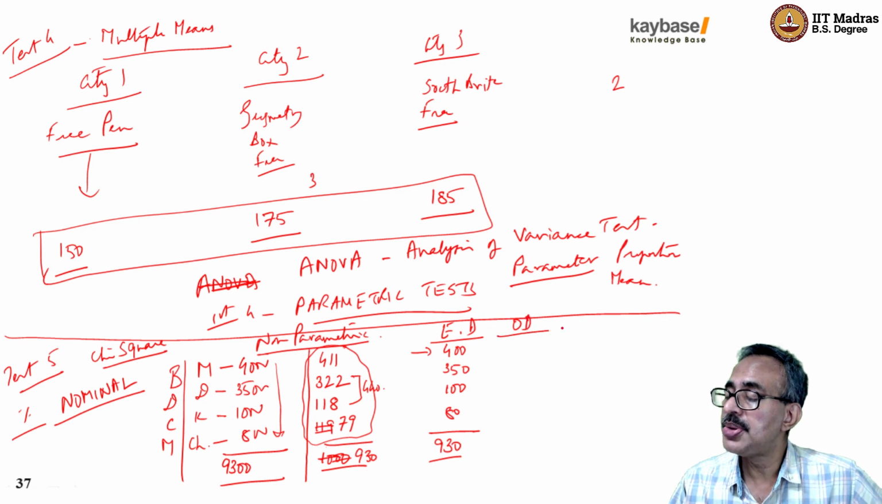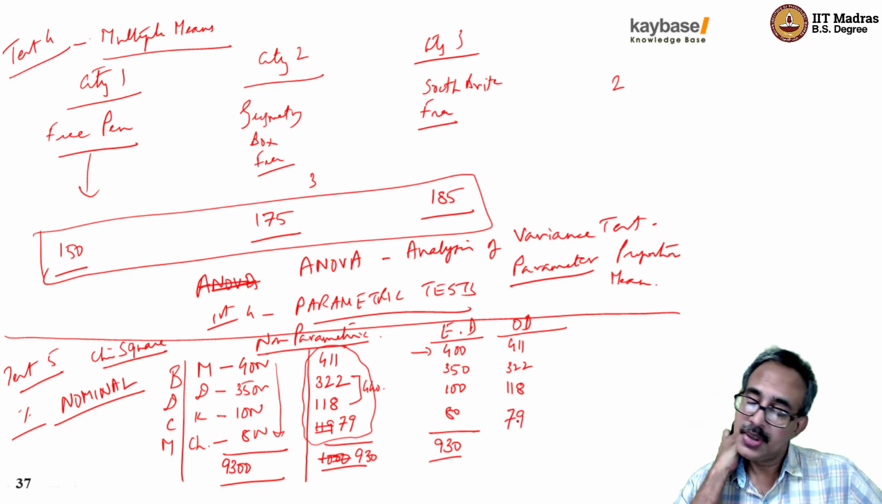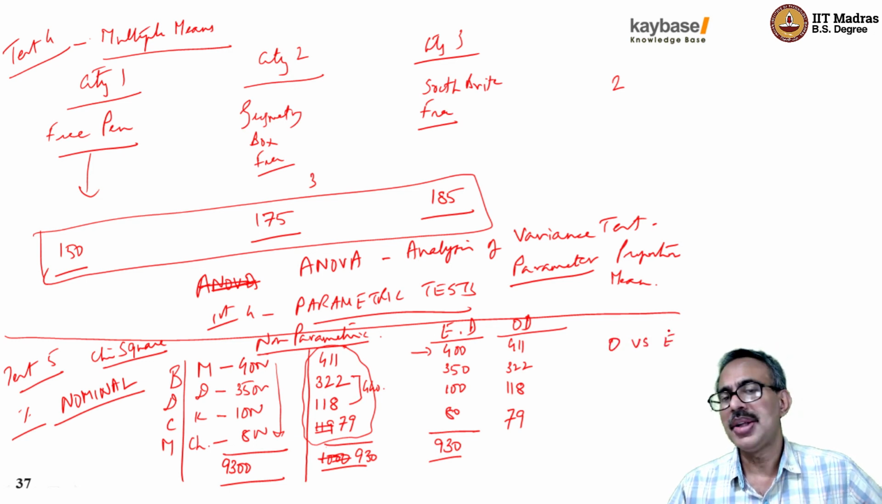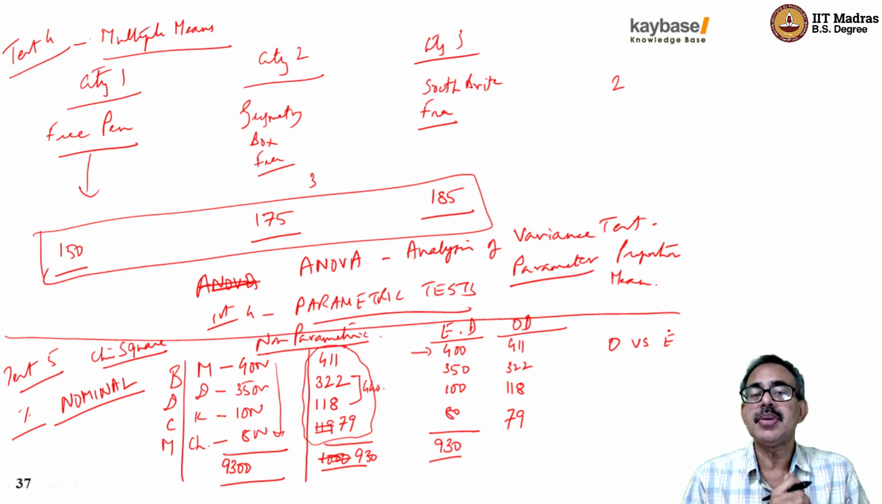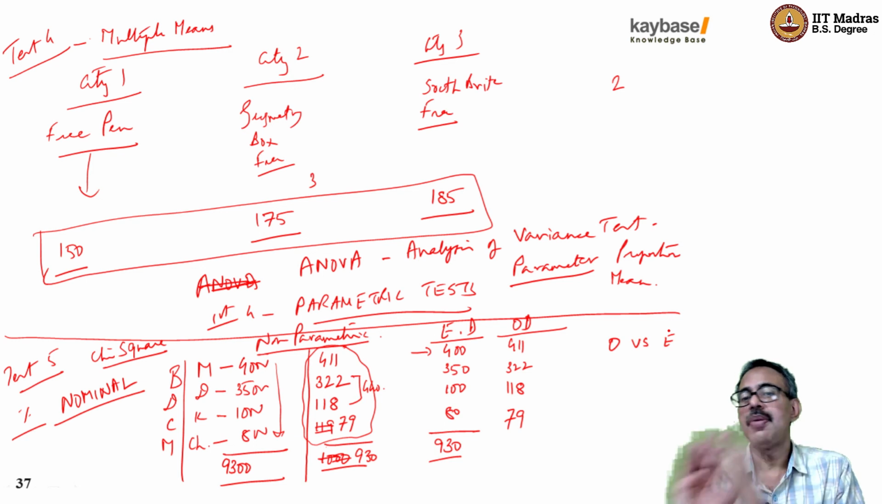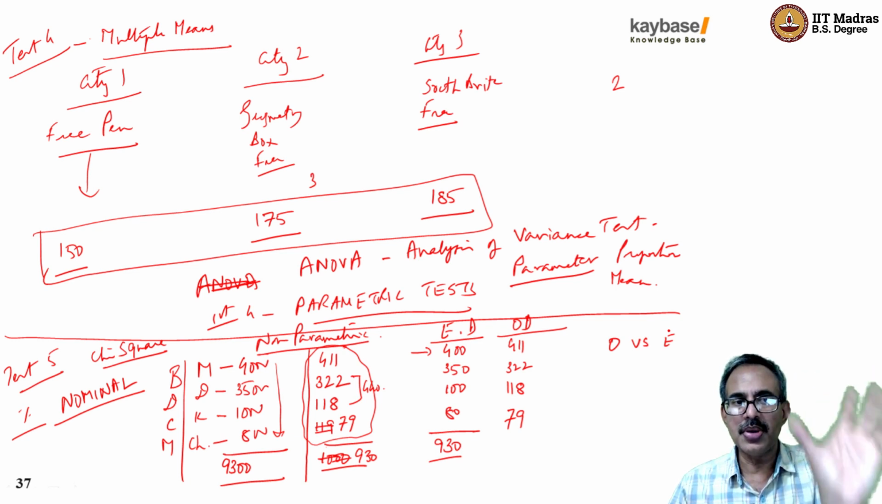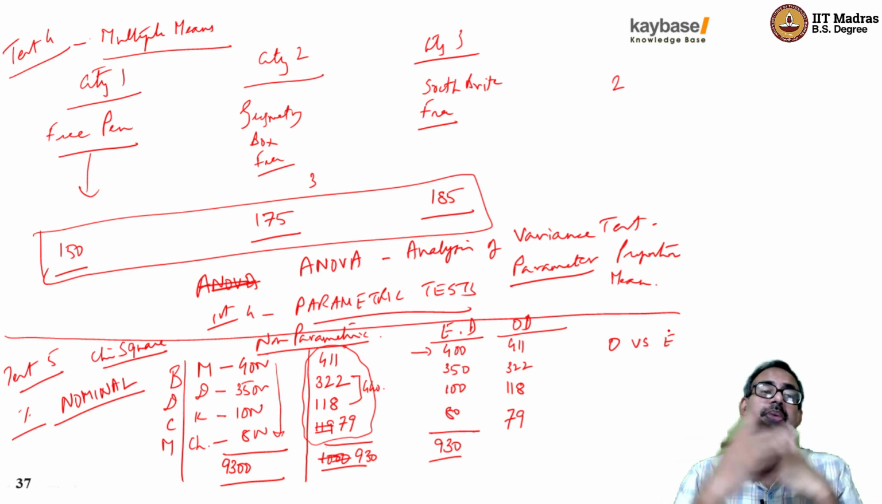But our observed distribution is 411, 322, 118, and 79. Right? So now we compare the observed versus the expected. There's a formula for that. You calculate something called the chi-square, and then you see whether the calculated figure is statistically significant or not. That again, maths, formula, I'm not touching it. But the key to remember in chi-square is there is an observed distribution which has come from the sample, and there is an expected distribution that you have to calculate, and you compare these two.